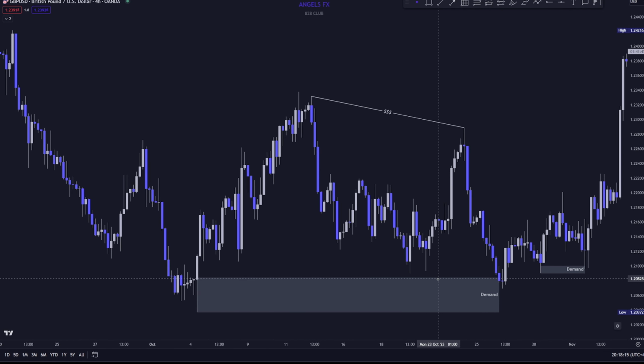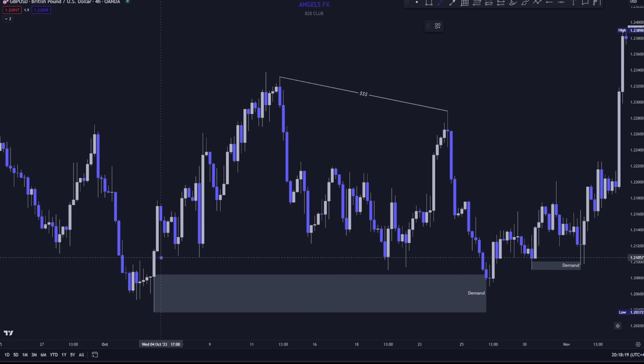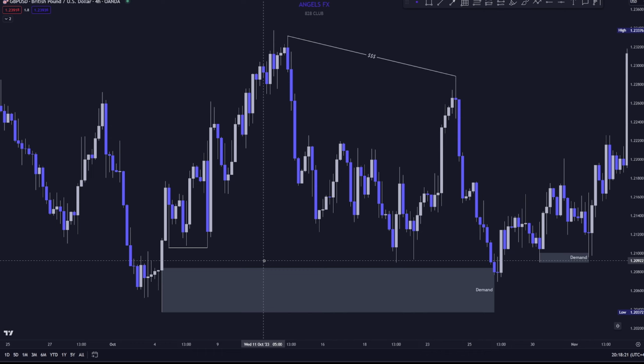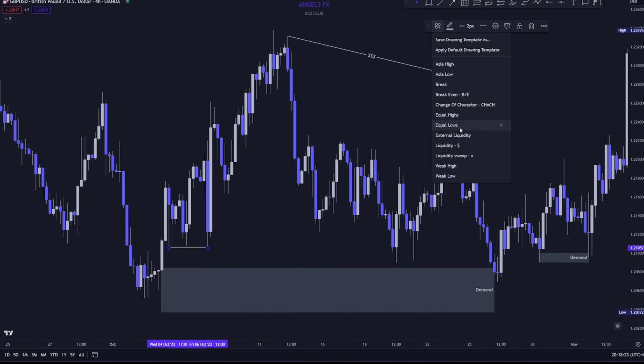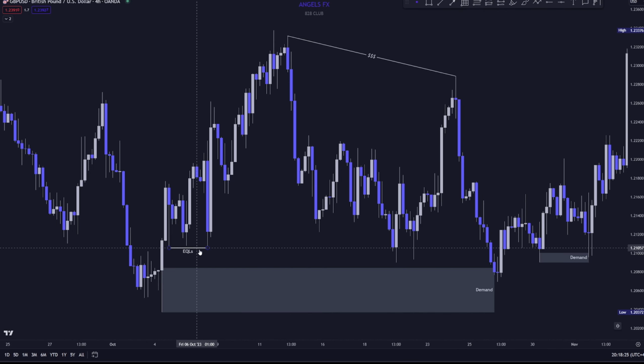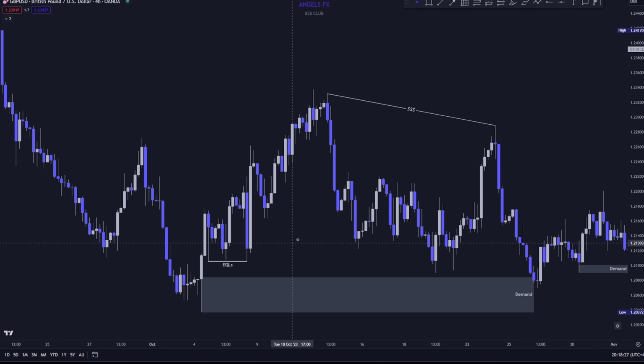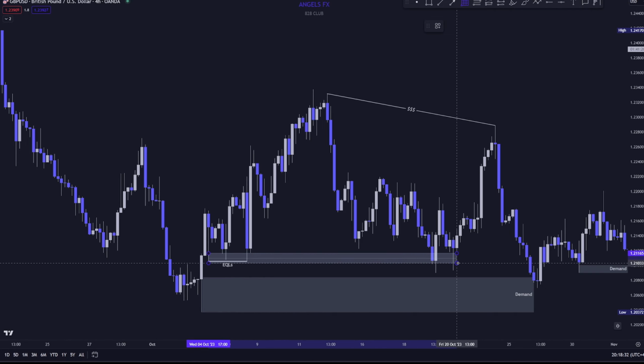Also, why is this demand valid? Because as you can see here, what do we have? Equal lows. Yes, this is our equal lows because these lows are on the equal zone. Also, this is our support. Okay, this is our support.